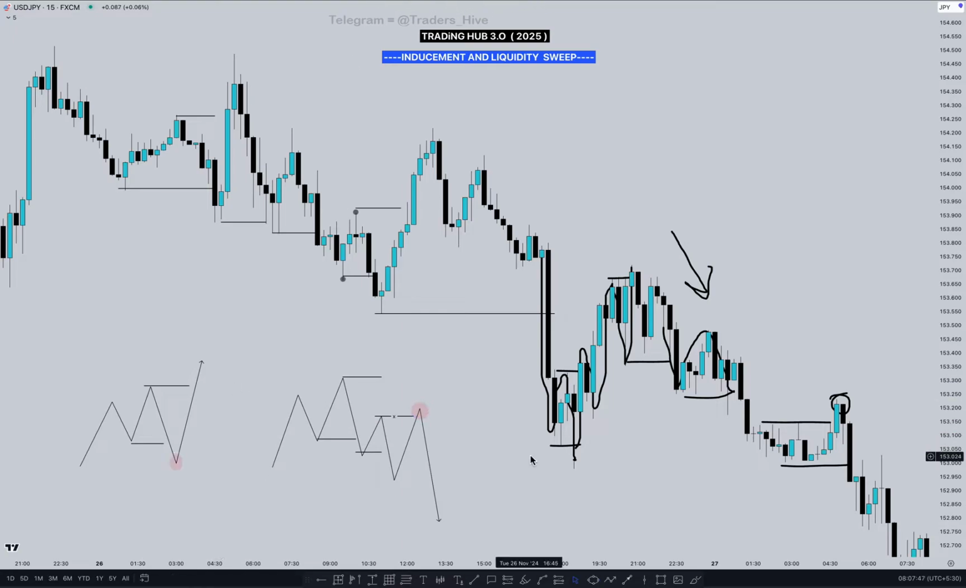That's it. So in this chapter, I hope you learned how inducement works and how liquidity sweep works. I will show you exactly how you can take entry in the next upcoming chapter. And if you don't understand anything, you can simply watch this chapter multiple times. I'm very sure this chapter will help you a lot in identifying inducement and liquidity sweep.